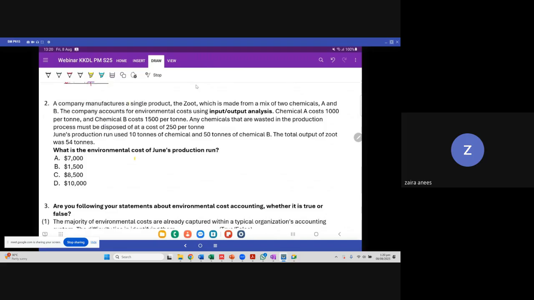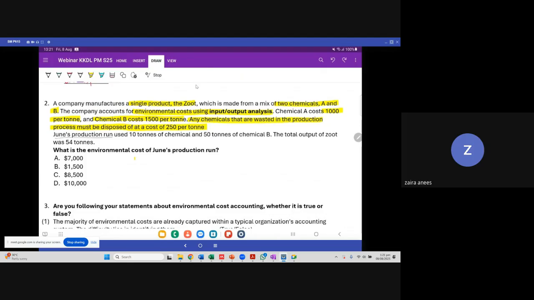A company manufactures a single product, the root, which is made from the mix of two chemicals A and B. The company accounts for environmental costs using input-output analysis. Chemical A costs 1,000 per ton and chemical B costs 1,500 per ton. Any chemicals that are wasted in the production process must be disposed of at a cost of 225 per ton. So must be disposed of at a cost means what? Cost means that you are not selling it, you are incurring more cost in that. Maybe to neutralize the material.